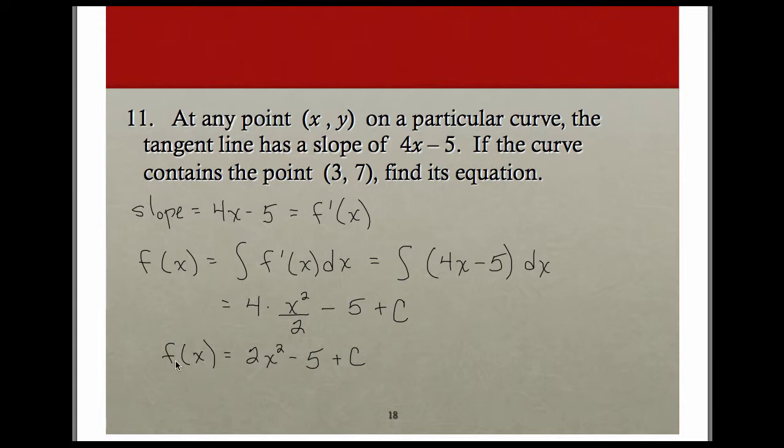So really we know f of 3 is equal to 7, so we can put 3 in place of our x. So 2 times 3 squared is going to be 9, minus 5, plus c. I'm running out of room. So let's see, 18 minus 5, that's 13. 7 minus 13.